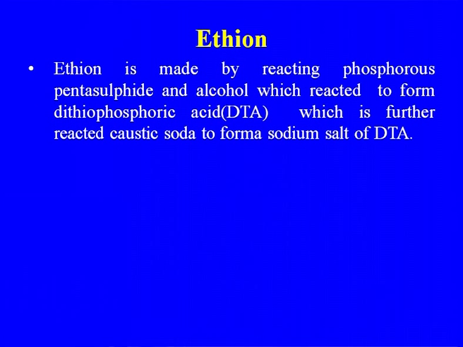Ethion. Ethion is made by reacting phosphorus pentasulfide and alcohol to form dithiophosphoric acid, DTA, which is further reacted with caustic soda to form the sodium salt of DTA.